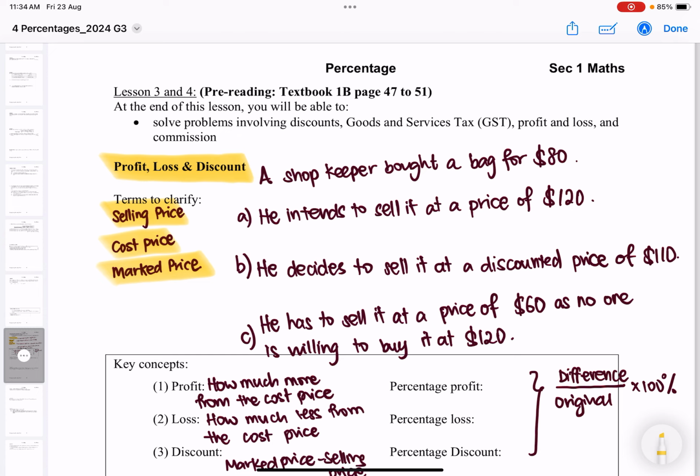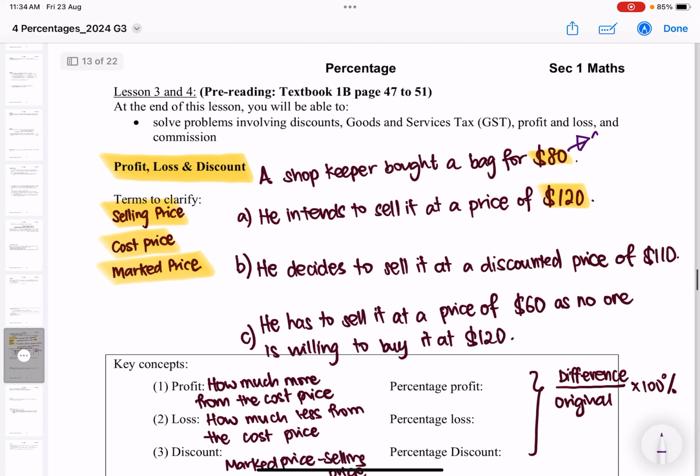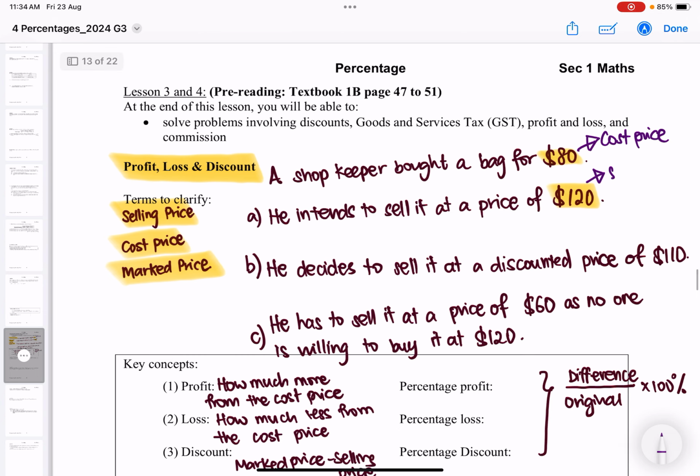So let's look at this situation. $80 is the price that the shopkeeper paid for the bag. And he is going to sell it at a higher price of $120. So the bag cost the shopkeeper $80. So this is the cost price. He is going to sell it at a price of $120. So this is the selling price. Now you can see that by selling this bag at $120, he is going to gain $40. So that is his profit. So in this context, he will get a profit of $40.